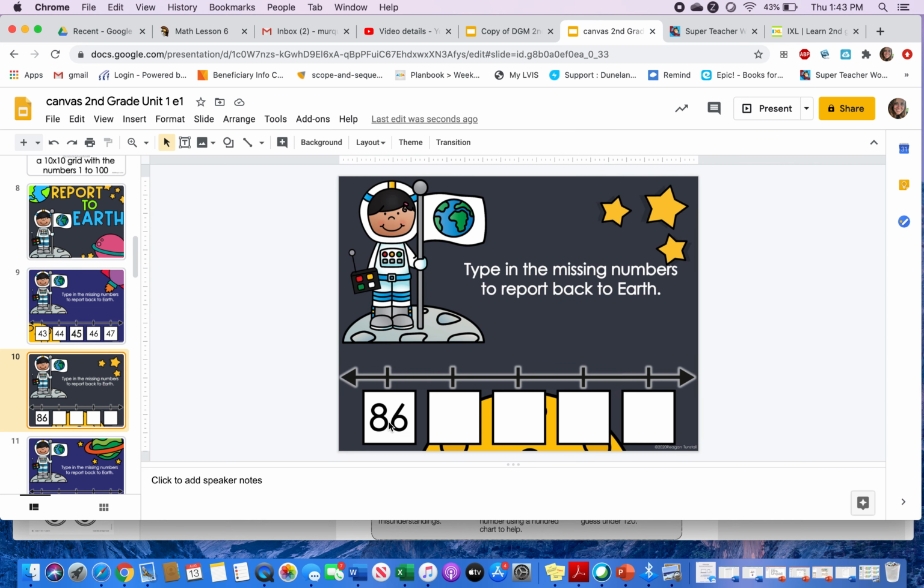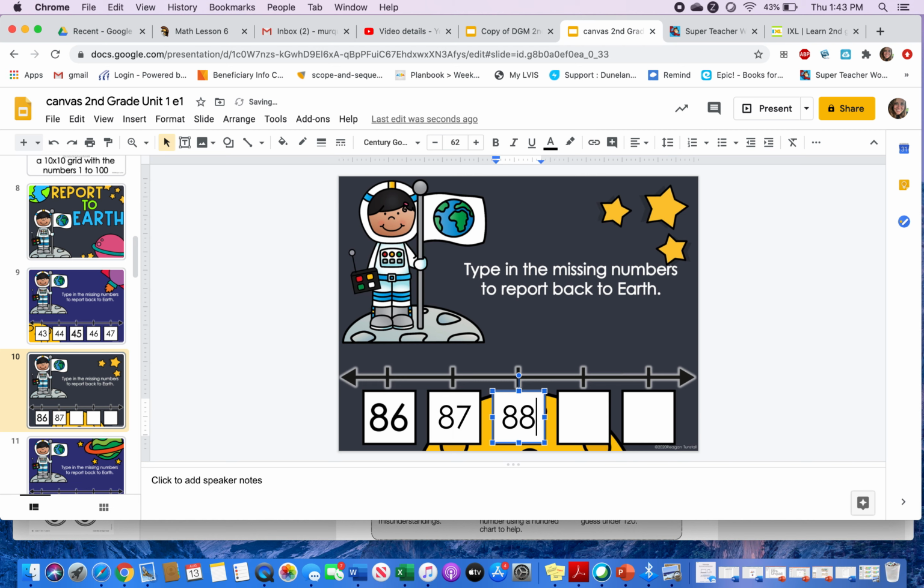This one we have 86, that's our first spot. And I'm going four, the next four numbers. So what would come after 86? If I was counting or using my number line or a 100 chart, if you have those around, get them out if you need a little bit of extra help. 86, 87, good. 88, 89, and 90. Awesome job.